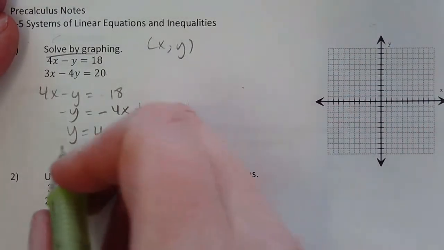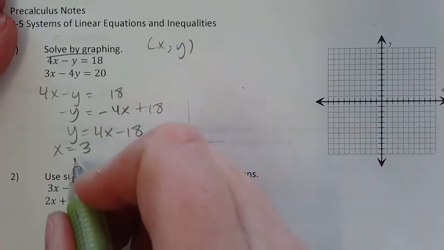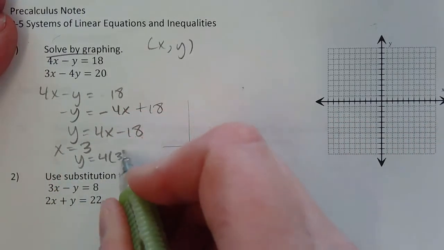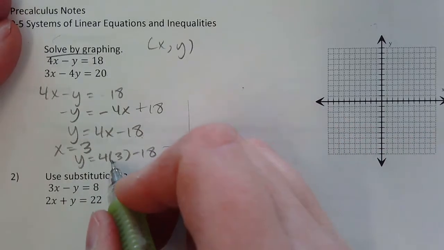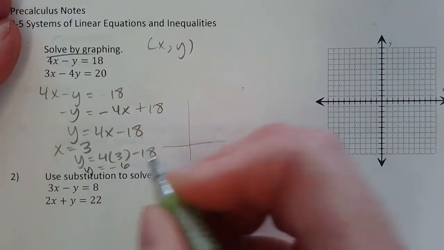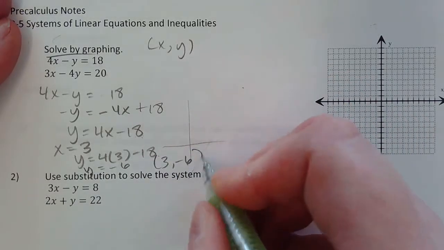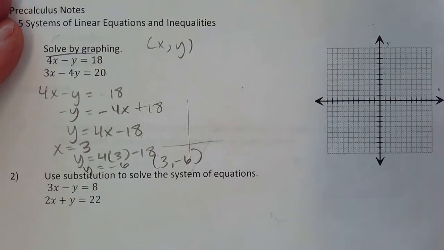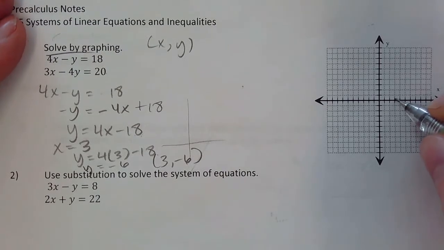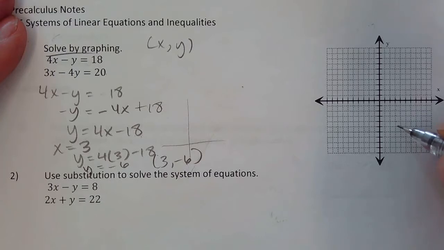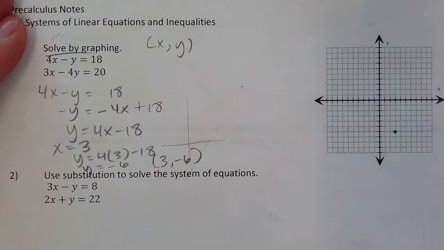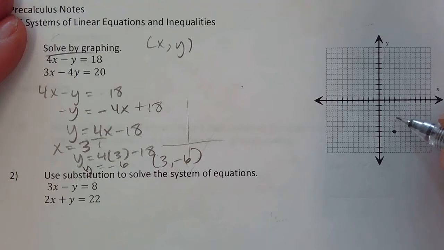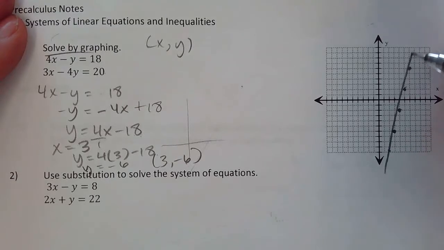So I'm just going to pick x equals 3. If x is 3, then y is going to be 4 times 3 minus 18. 12 minus 18, that would be a negative 6. And so (3, negative 6) is going to be a point on my graph. I'm going to graph that really quick. 3, 1, 2, 3, 4, 5, 6. And then I could find another point, or I could just use my slope. At this point, I know my slope is 4 over 1. So from this point, I am going to do a slope of 4. And so now that line's graphed.